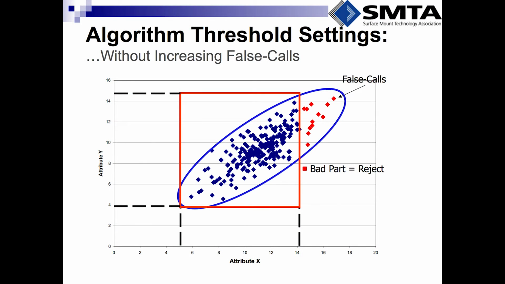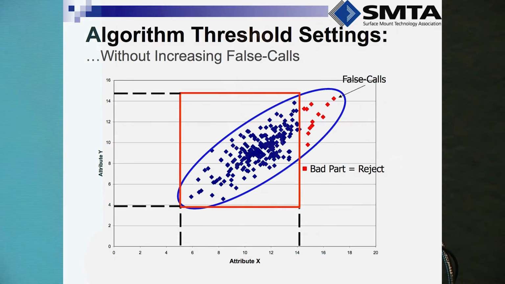Well, okay, let's just move that attribute over. What happens then? As soon as you move that attribute over, because it's a rigid line, you have a bunch of false calls. And now you've got the operator at the end of the line looking at it saying, well, that's good, that's good, that's good. That doesn't help anything. You're losing money because your line is stopped or slowing down because you're passing all these good parts.